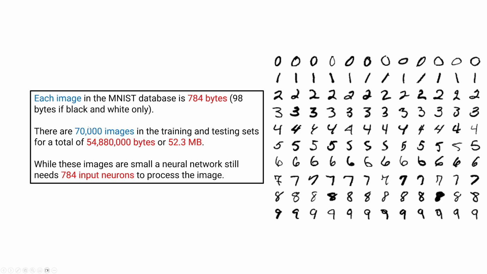But what is an issue is you don't just want to have one of those, you want to have lots of them. So there are 70,000 images in this database. Doing a little bit of math, that puts us at about 52 megabytes. And that was not the kind of thing that you wanted to pass around or have to store a lot in the 90s. That was a large chunk of storage space.